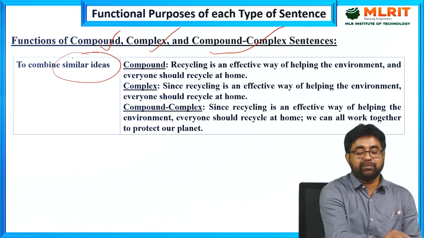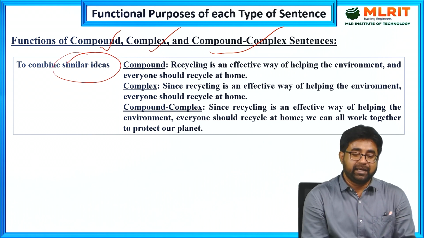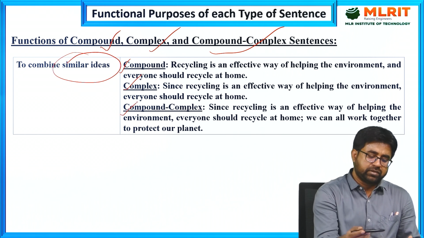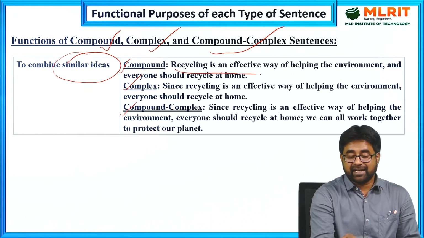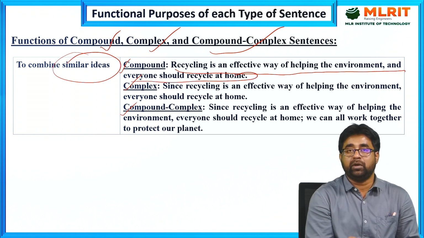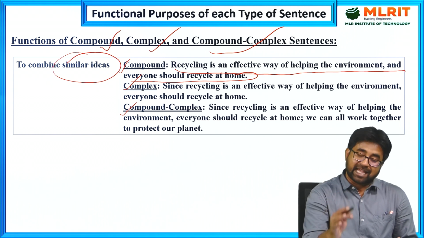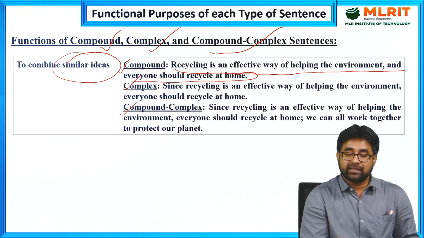To combine similar ideas. So when we are dealing with more than one idea and we want to combine them, we can use a compound sentence or complex sentence also. All 3 kinds of sentences we can use. Now you can see here, recycling is an effective way of helping the environment and everyone should recycle at home. So 2 ideas I am combining here, right? One is that recycling is a good thing. Another idea that I am conveying in this sentence is that everyone should recycle at home.